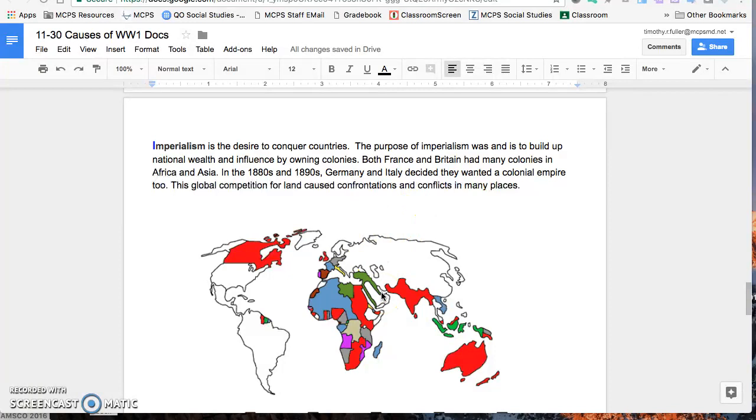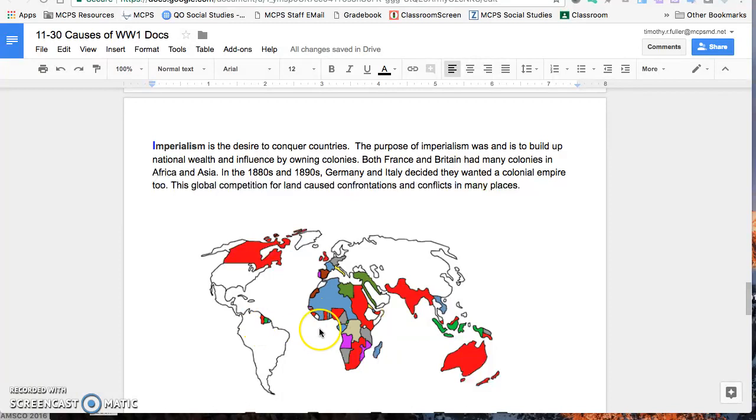So if you look at this map, let's do question number 7. Which two countries had the largest colonial territories? And I gave you a hint. Which two colors make up most of the world map? So if you look at this, what color jumps out at you? Okay, I hope it's red for the first.